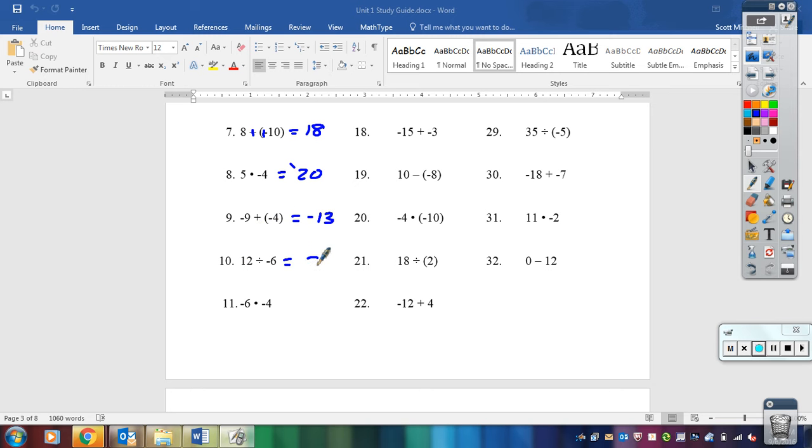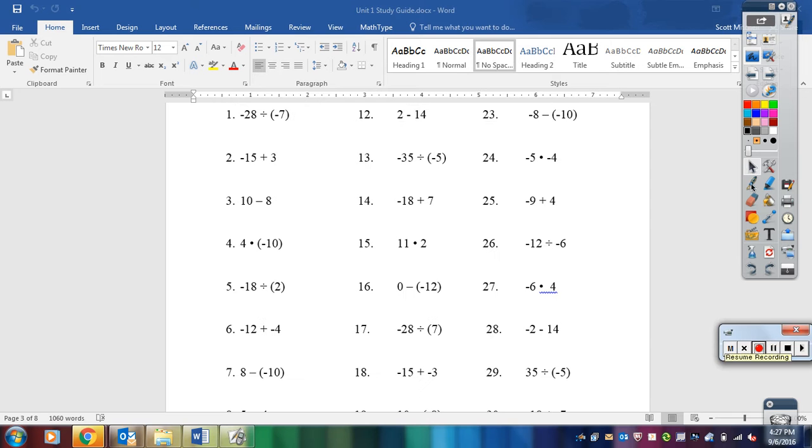12 divided by 6 is 2, not 6. 12 divided by 6 is 2. Signs are different, negative. 6 times 4 is 24. Signs are the same, positive. Two minus 14, we don't do subtraction, we do keep, change, change. They fight. The negatives win by 12. 35 divided by 5 is 7.